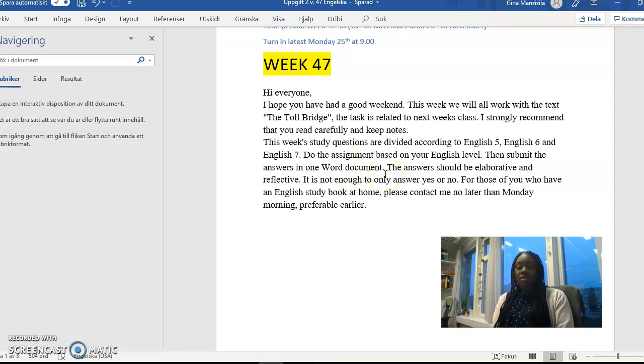What I'm expecting from you is that your answers that you're going to type should be elaborative and reflective answers. It's not enough for you to only answer yes or no. Rather, develop your answers so that I can understand how you are reflecting. Make use of the text. You can give personal examples, but also examples taken from the text.